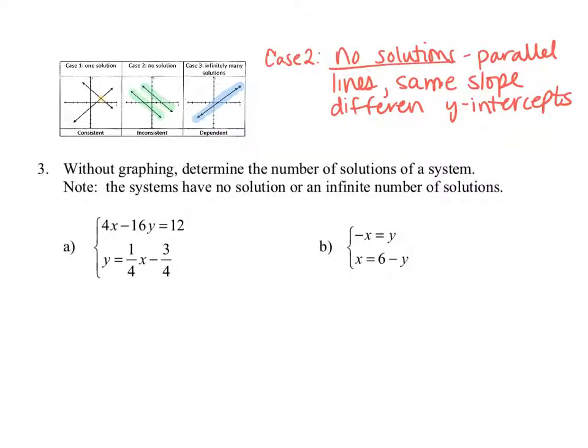Or we could have case 3, where you have an infinite number of solutions, and we can see that that would end up with the same line. So the lines would have the same slope and the same y-intercept.